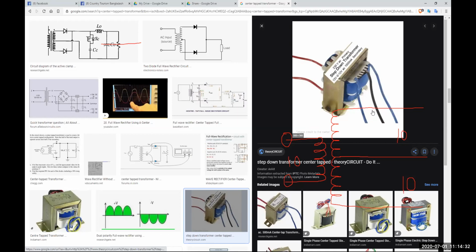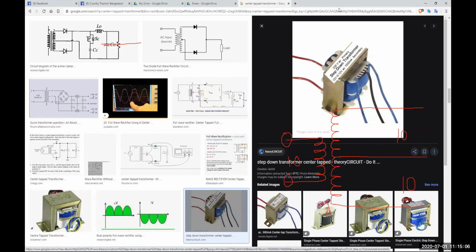Understood? So here you will give 230 volt as your input. You should get 12 volt. That means if you consider the blue one and the black one, you will get 12 volt. If you consider these two, the blue one and the other black one, you will get 12 volt, right? And if you do not consider the black one, if you take blue and blue, you will get double. That means 12 plus 12, 24. Okay, that is the center tap transformer.